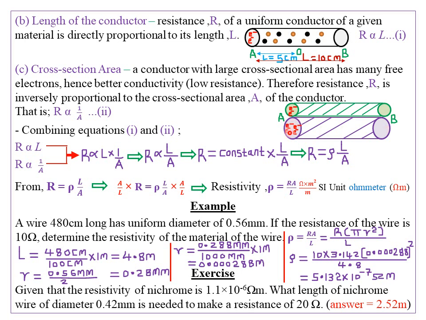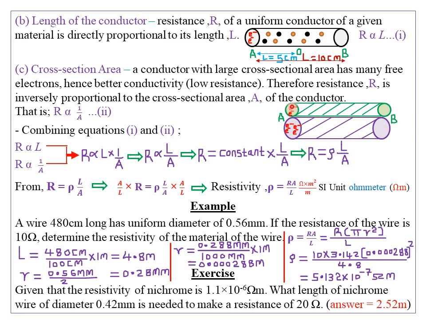So if this particular conductor has a larger cross-sectional area, because it has more electrons, it means it will carry more charge from point A up to point B. Therefore, the larger the cross-sectional area, the more the number of electrons, therefore the lower the resistance, because it means more electrons will be able to reach the other end, point B.